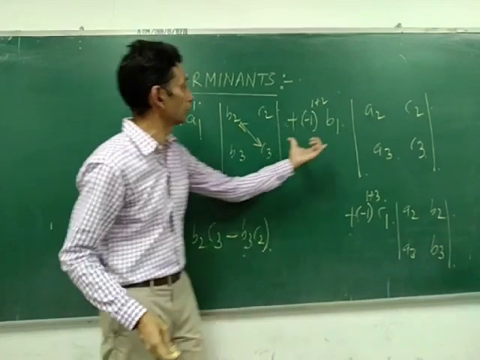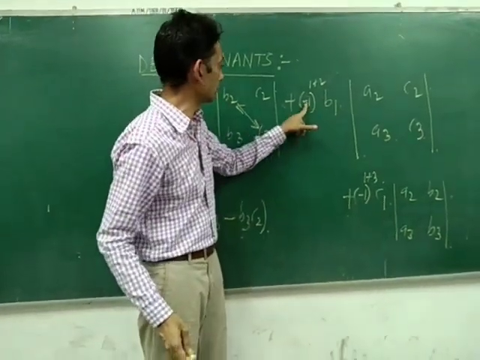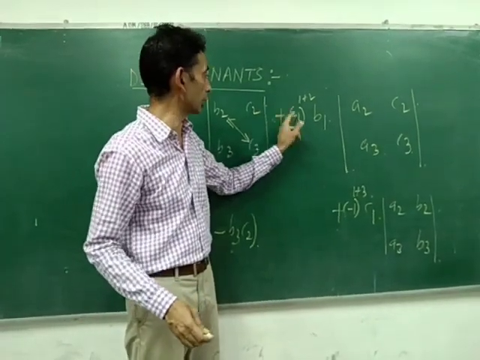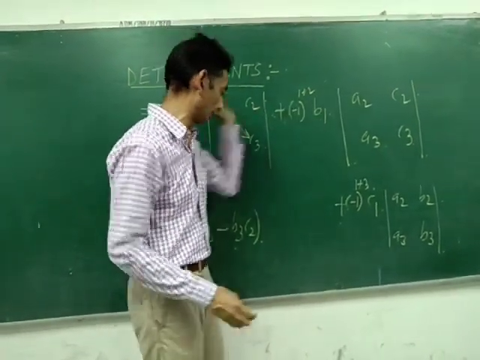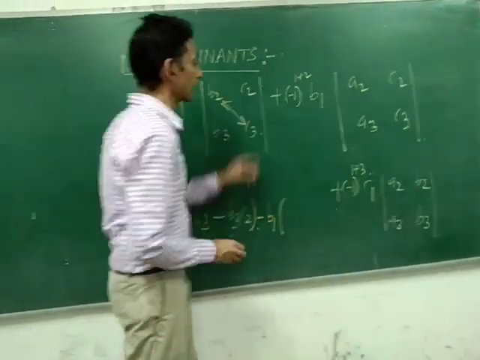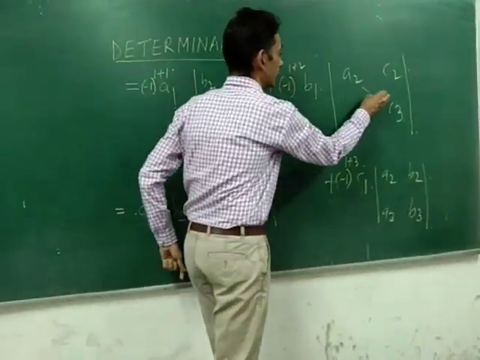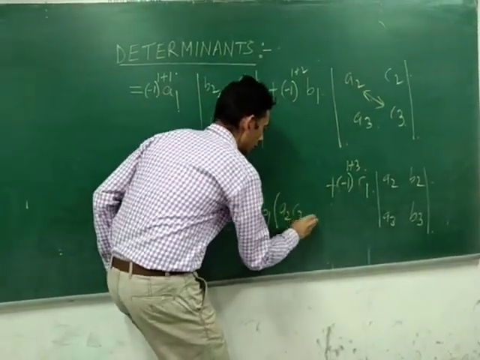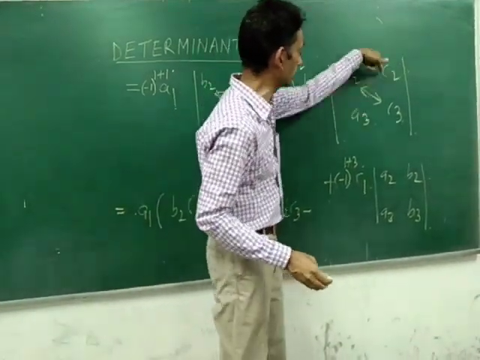Then next coming up, B1. So B1 is multiplied by minus 1 to the power 1 plus 2. 1 plus 2 means an odd number, so minus 1 to the power odd number is always minus. So obviously it is simply a minus sign, B1. Again, we know how to multiply. It will be A2, C3 minus, you need to multiply A3, C2.